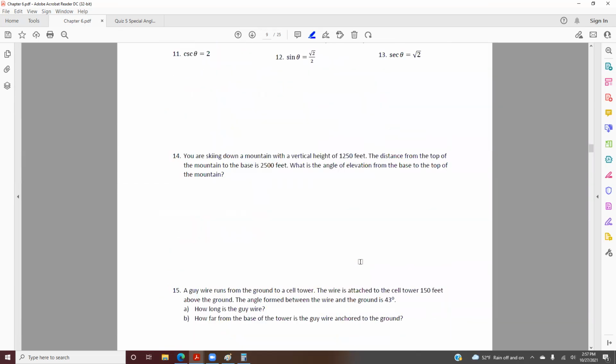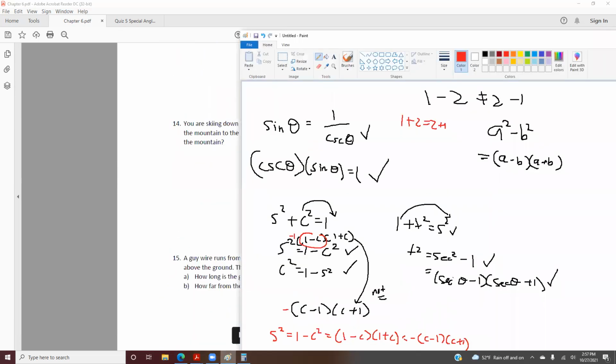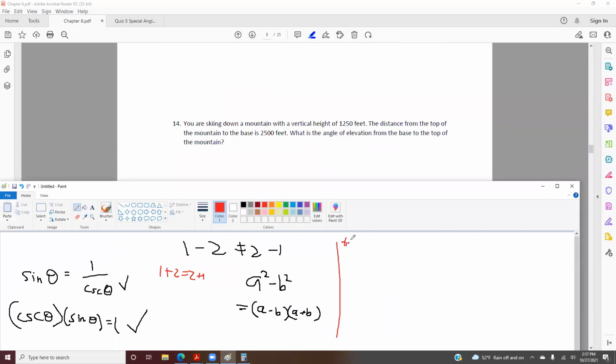We'll do some word problems here. So next one we have is word problems. Question number 14. This is 6.2. Angle of elevation means it's an angle that you look up. Angle of depression means it's an angle that you look down. So we have a skier going down the mountain.